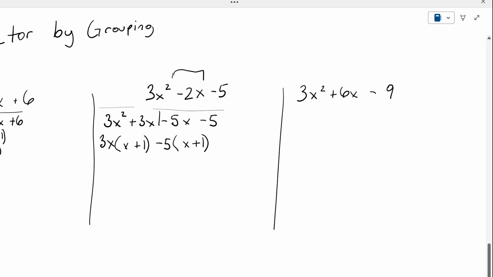Then what we can do, just like last time, is write everything that's outside of the brackets inside of one bracket. So this would become 3x minus 5. And then we just write whatever's inside of these brackets as one bracket. So this becomes x plus 1. And this here would be the fully factored form of this function.